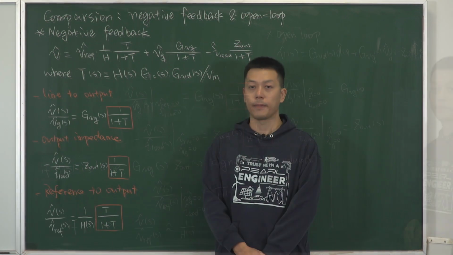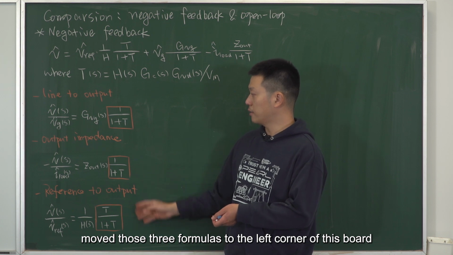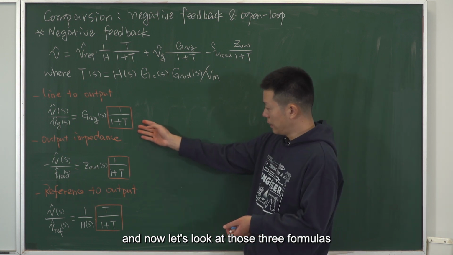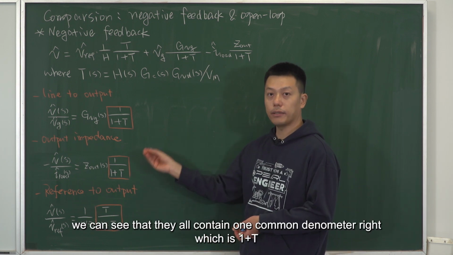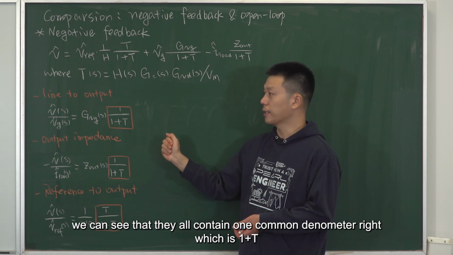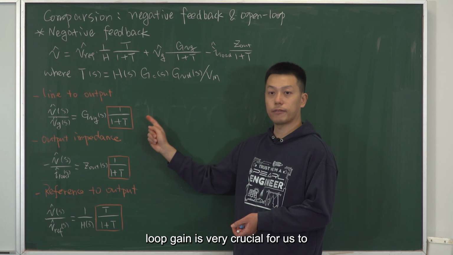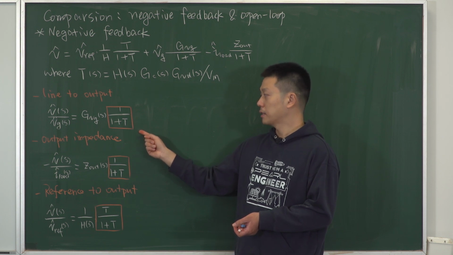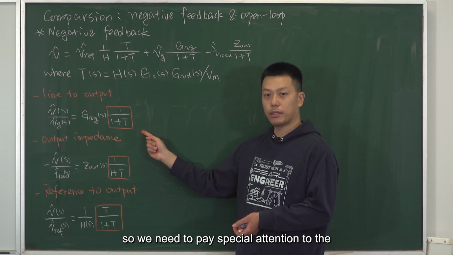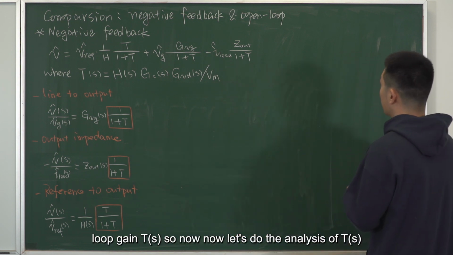Okay, now let's erase the blackboard. We have erased the whiteboard, and I have moved those 3 formulas to the left corner of this board. Now let's look at those 3 formulas. We can see that they all contain one common denominator, which is 1 plus T. So the T, which is the loop gain, is very crucial for us to judge the behavior of the closed loop control. We need to pay special attention to the loop gain, Ts. So now let's do the analysis of Ts.